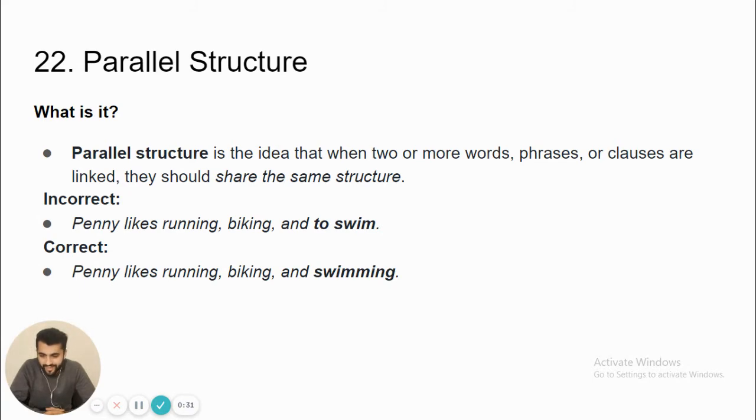Okay, so "Penny likes running, biking, and to swim." Right? This is incorrect. The correct is "Penny likes running, biking, and swimming." So running is an ing form of the verb, sometimes called a gerund. So we have the ing form of the verb, the ing form of the verb, and then we have "to swim," which is a simple present form of the verb. Hence, this is incorrect. We should follow the same structure. So running, biking, and swimming makes it a correct sentence.